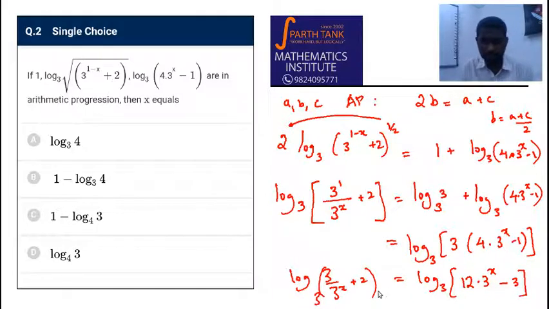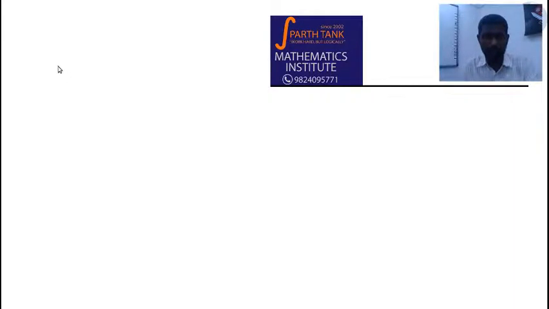Now since the logarithms are equal, the arguments must be equal. So if I write this is equal to this, I would get 3 by 3 power x plus 2 is 12 into 3 power x minus 3.